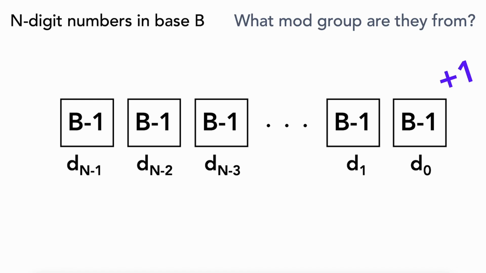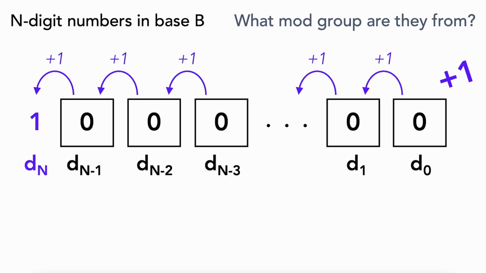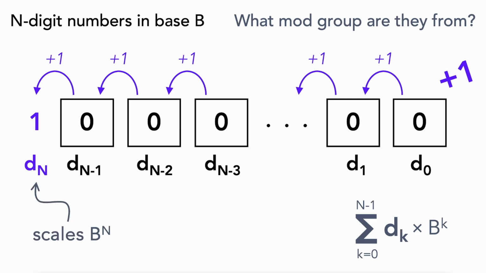If we add 1 to this number, we get 0 in the first digit and we carry over the 1, which gives us 0 in the second digit and carries over another 1, and so on until we get a 1 way out front. Now, remember from our discussion on the digital representation of numbers that each digit scales various powers of the base b. That last digit scales b to the n. However, we know that that 1 can't exist because we only have n digits, no more, no less. So by hitting b to the n, we've wrapped around to 0. So the structure imposed is z mod b to the n.